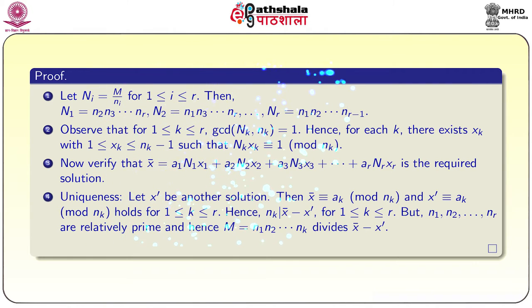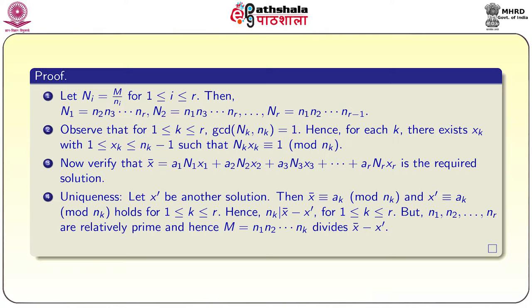That means that in modulo n_k, this x_k is going to be the inverse of N_k. So, x_1 is the inverse for N_1 in modulo n_1, x_2 is the inverse for N_2 in mod n_2 and so on. Now, how to prove this? Before going to uniqueness, if you plug in this x bar in the equations and do modulo n_1, what is going to happen?